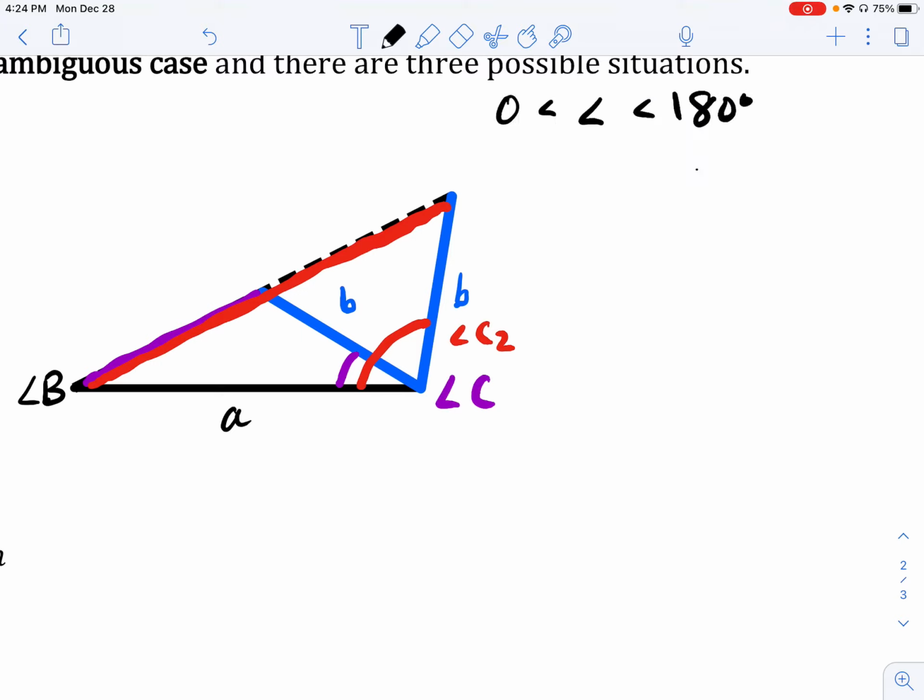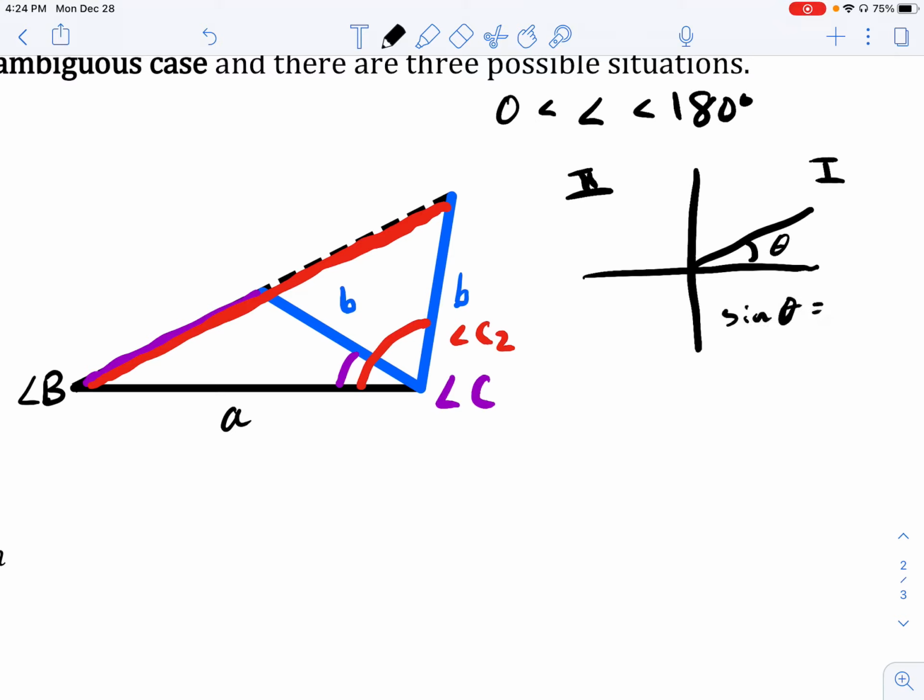And if you think about all of those angles between 0 and 180, that means these angles exist within quadrant 1 or quadrant 2. And you can have an output. For example, suppose we had some angle here where the sine of this angle theta is equal to something like 1/2, which would mean theta is equal to 30 degrees.